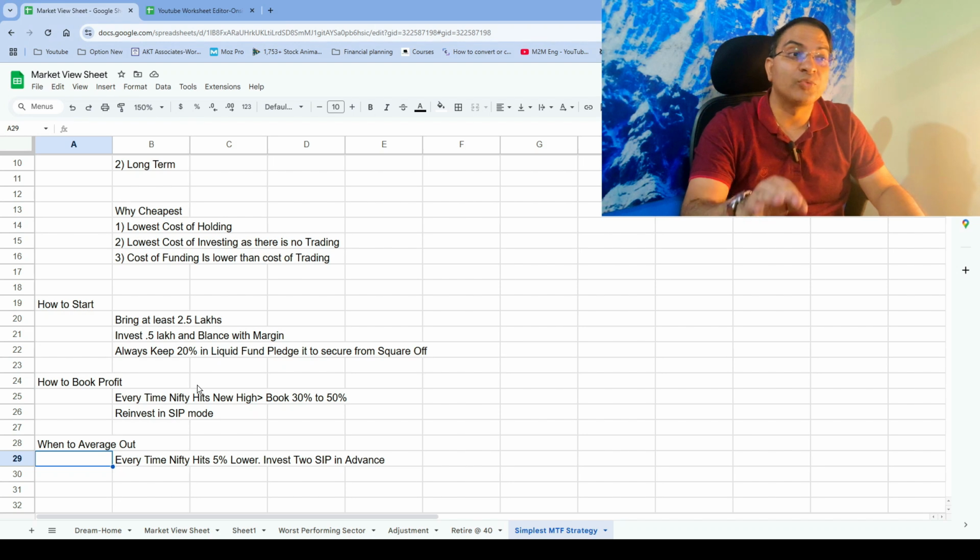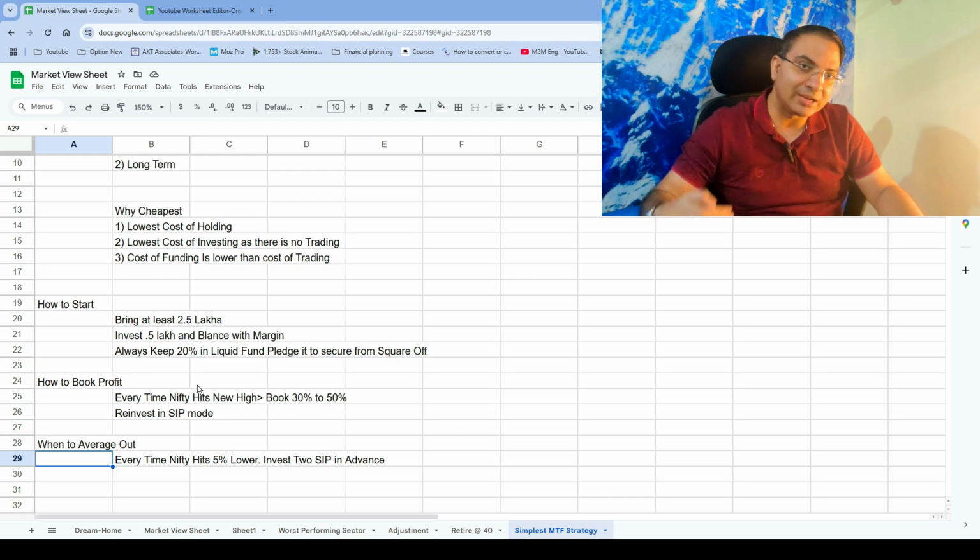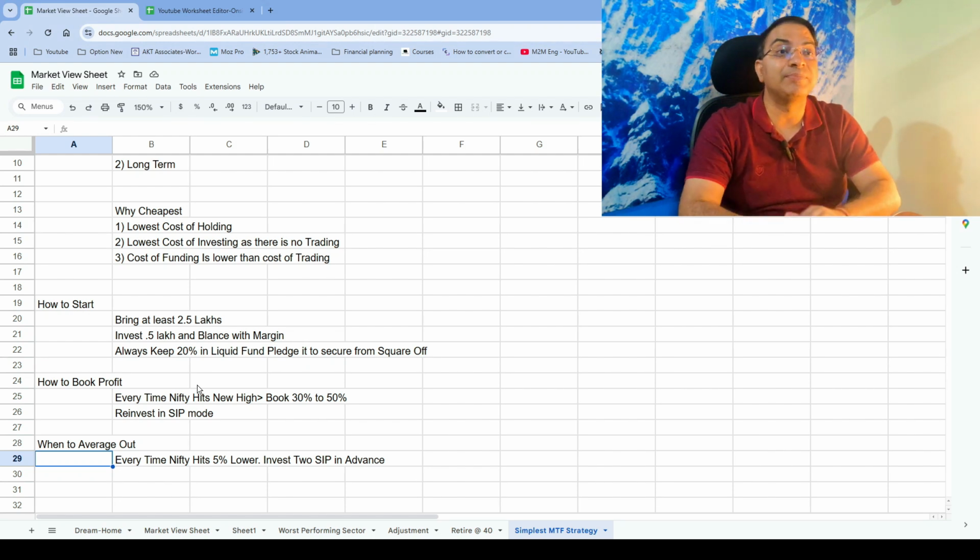I will buy. So whenever Nifty goes down by 5%, I will do my SIP at double the amount. So if I'm doing 50,000, I will do 1 lakh rupees that month. If it goes down another 5%, I will do 1.5 lakh rupees, something like that, depending on the funds. But at least double the SIP, I have to do it.